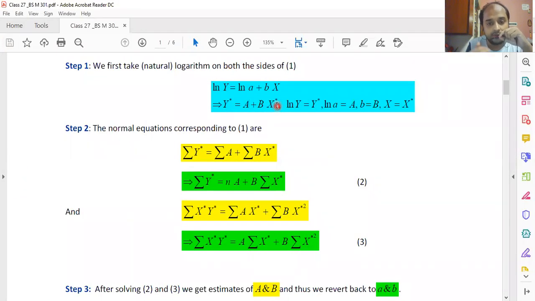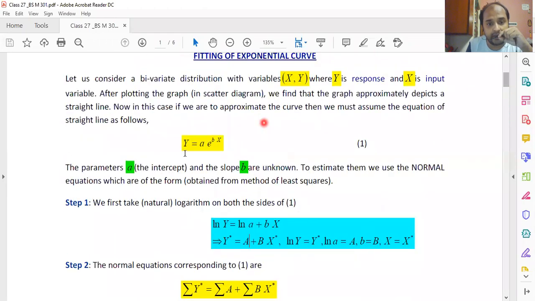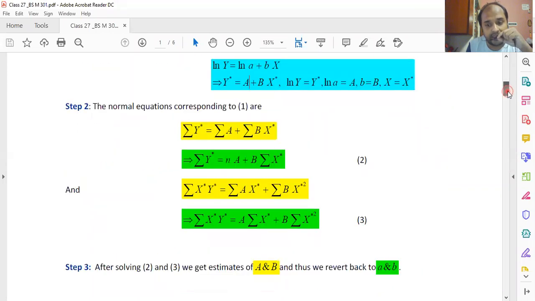And now my job is to solve equations 2 and 3 in the usual method and to find the values of the parameters capital A and capital B. But you have to keep in mind that to fit the exponential curve y equals a e to the power bx, we are actually not interested in capital B and capital A. Although capital B is the same as small b, our actual parameter is small b. So when we solve equations 2 and 3, we get capital B, which is exactly equal to small b. So that purpose is solved.